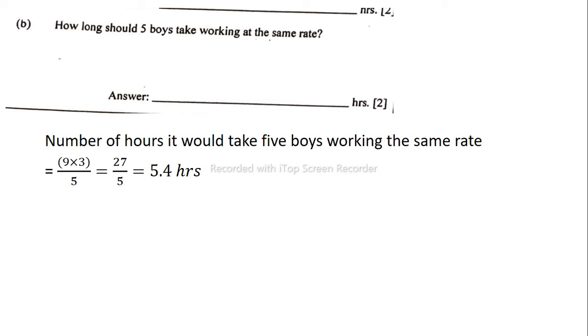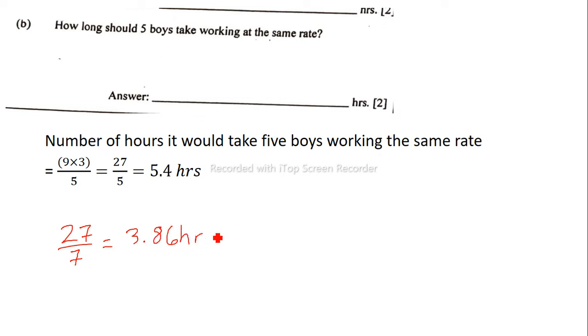2 hours and 30 minutes. Say it again. We had 7 boys. 2 hours and 30 minutes. No. What would we do if it was 7 boys? It would be 27 divided by 7, which is going to be 3.85 something, right? But if we round it to 2 decimal places, it's going to be 3.86 hours.